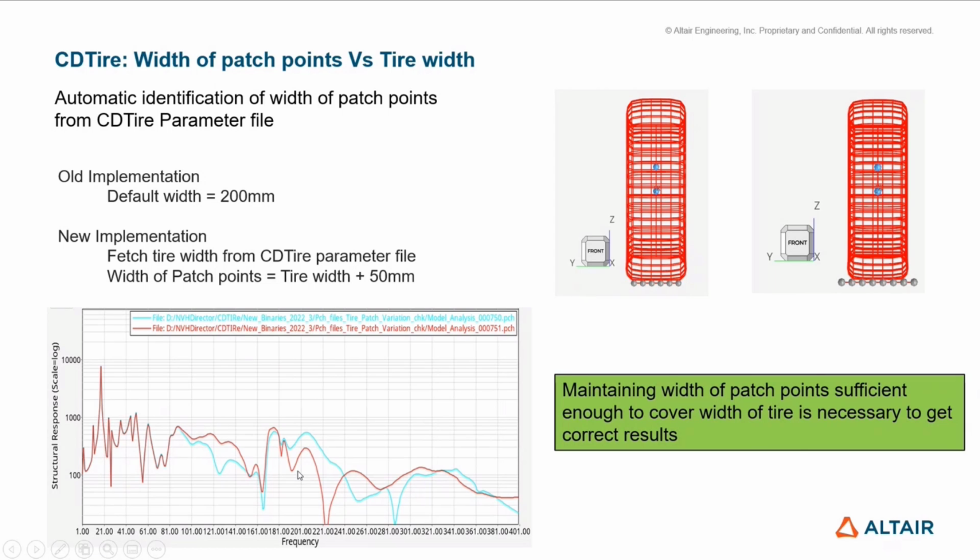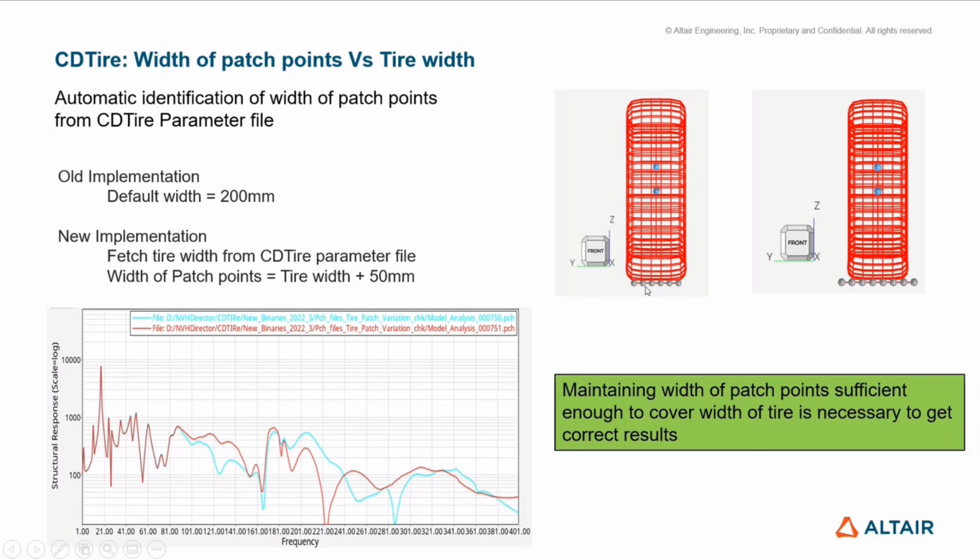The red color curve is with the insufficient width of the patch points, where the patch points are not able to cover the tire properly. And the blue color curve is the case in which the width of the patch points is enough to cover the width of the tire. So you see there is a lot of difference in the result.